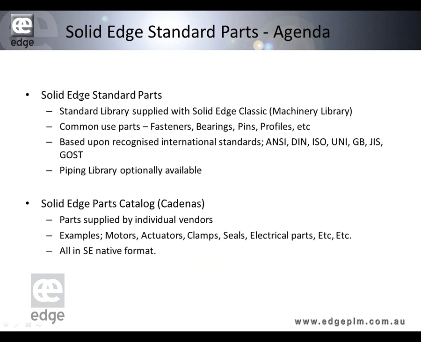We're looking at the Solid Edge standard parts mechanism, which is a library, the machinery library, that is supplied with Solid Edge Classic. It's for common use parts, things like fasteners, bearings, pins, profiles, that nature of things that are standard items available from a wide range of suppliers. And they're based on international standards, so things like ANSI, DIN, ISO, and so on. Those standards are all represented in the library.